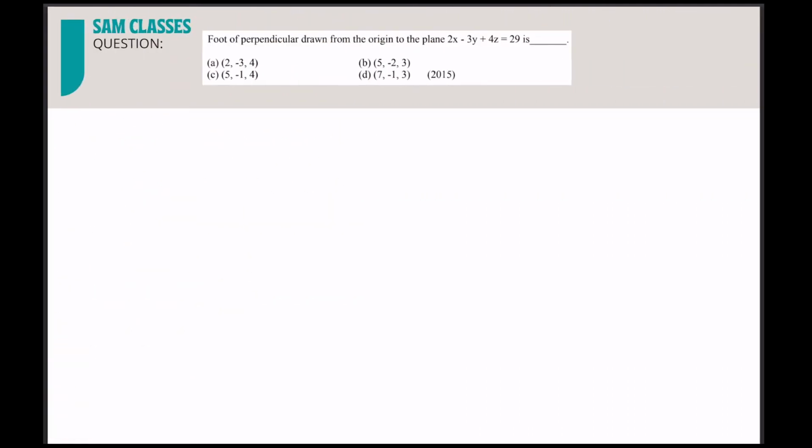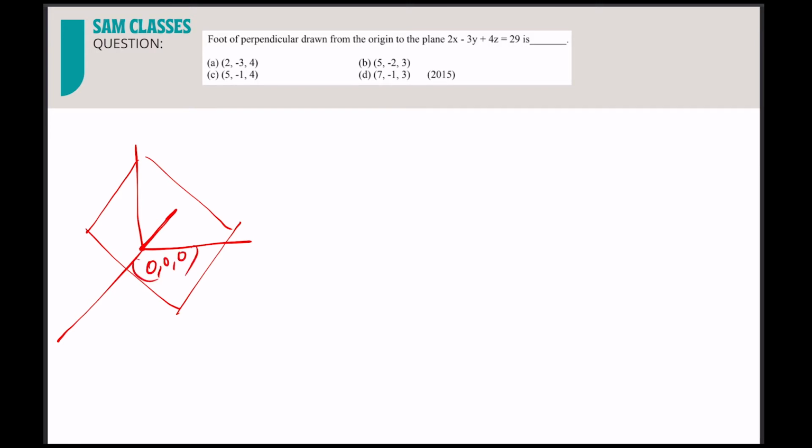Next, very important: whenever they say foot of perpendicular, and that too from the origin, I'm directly giving you a formula. So first, what do you mean by the question? Let's say a plane is here, and from here to here we are drawing something. This point is 0, 0, 0. A line is drawn from the origin to the plane. The direction ratio of the line from origin to plane and the plane's normal direction ratio are the same.